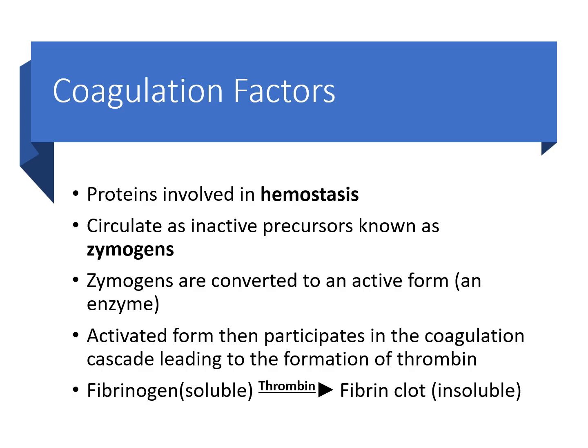So let's take a step back and come back to our coagulation factors. As you know, we have specific proteins involved in hemostasis. These proteins circulate as inactive precursors, and in their precursor state, we call them zymogens. Zymogens are then converted to an active form via an enzymatic reaction, and the active form then participates in the coagulation cascade, leading to the formation of thrombin.